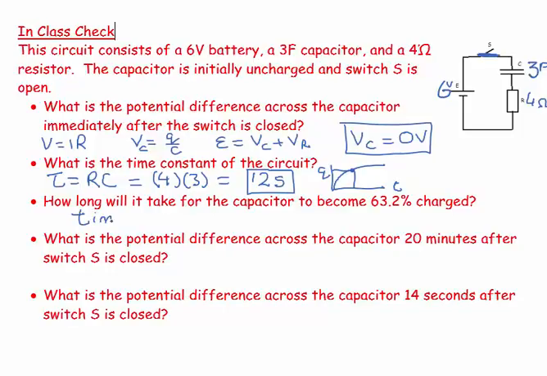Time to 63.2% of full charge equals tau, which equals 12 seconds. So that's a good figure of merit. It's a really useful thing. You get a feel for how sluggish the combination is in charging or discharging. And then what is the potential difference across the capacitor, not 12 seconds, but 20 minutes after switch S is closed?